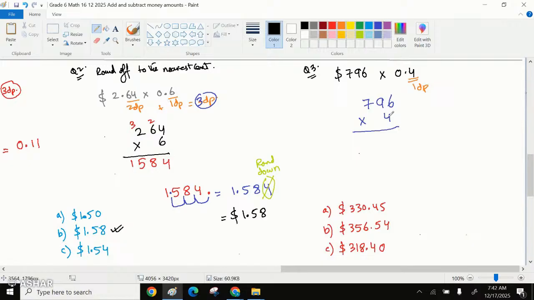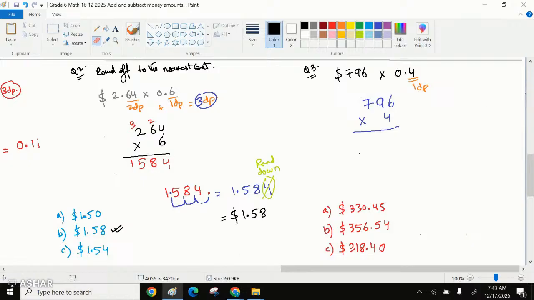In this case, 6 times 4 is 24, right? So we keep the 4, we carry the 2. 4 times 9 is 36, plus 2, that would be 38. We keep the 8, we carry the 3 to the hundreds. 7 times 4 is 28, plus 3 is 31. That means 31 over here. Sorry, I think I did something. Okay, let's do it again. Sorry, 796 into 4.